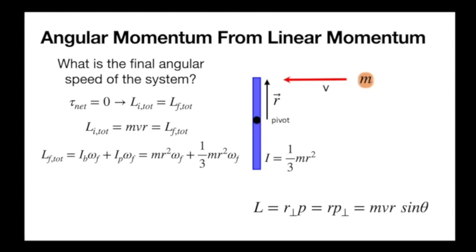And now we have an equation. We can set our final angular momentum, mr squared omega f plus 1/3 mr squared omega f, which is just 4/3 mr squared omega f, equal to the mvr, our initial angular momentum for the ball, and we can solve for our final angular speed in terms of the initial speed of the ball. So we had a situation where we knew something only about the linear component, and we're able to relate that to get an answer about the angular behavior.